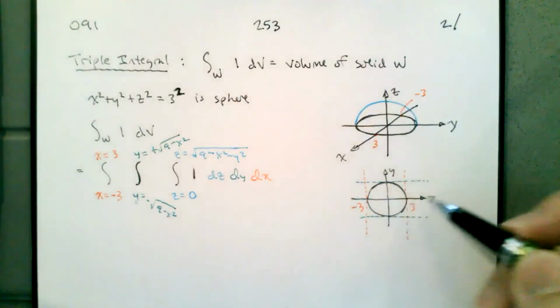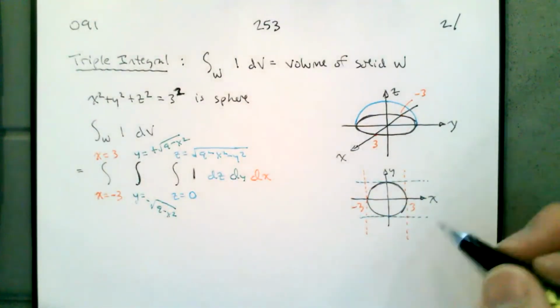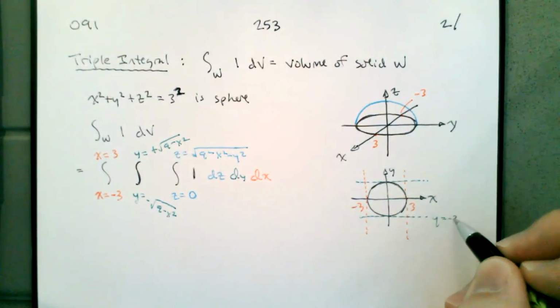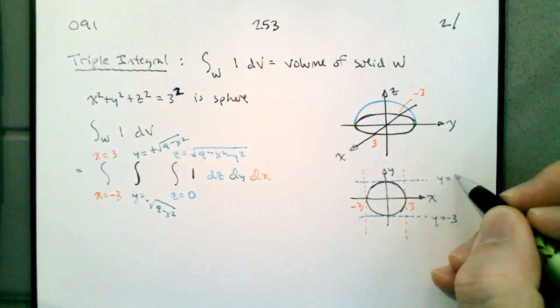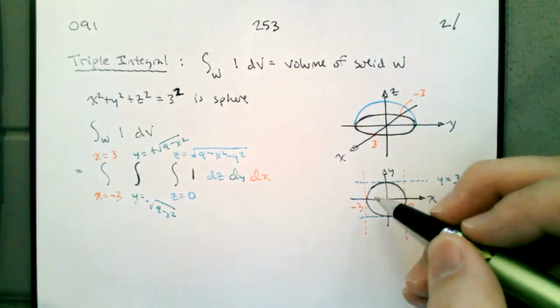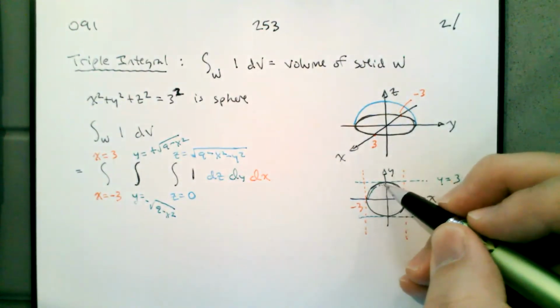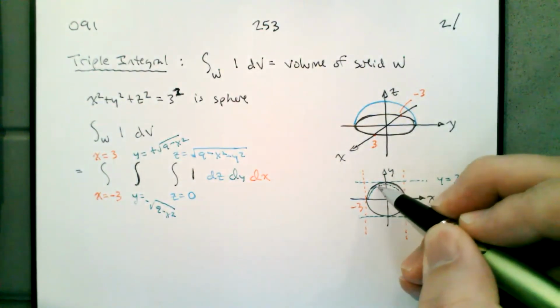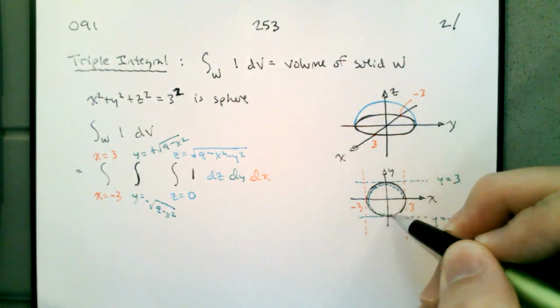And it would be this rectangle, but we don't want a rectangle. We don't want to go from y equals -3 to y equals +3. That would give us this whole square. We want the top to be this curvy part and the bottom to be the curvy part.